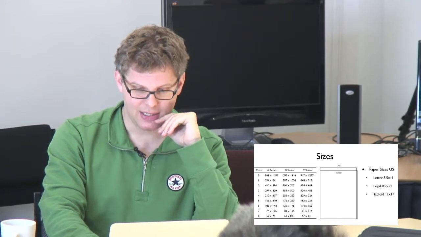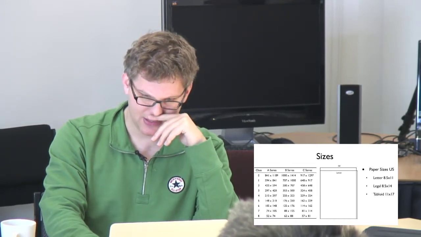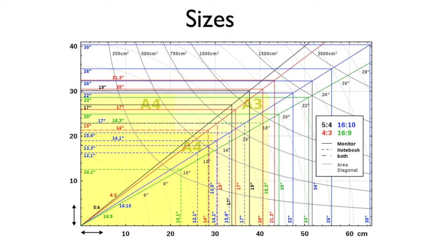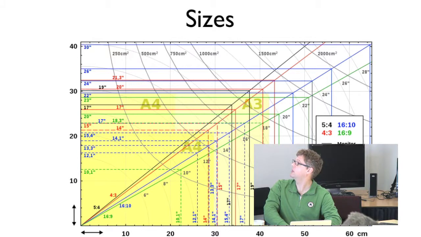So we've got sizes of paper. Now let's talk about sizes of screens. So I'll just throw it on. These are the different sizes we have for screens. And there are several different proportions, 4x3, 5x4, 16x10, 16x9. So this is roughly what we have these days. And you see it's a great variety.